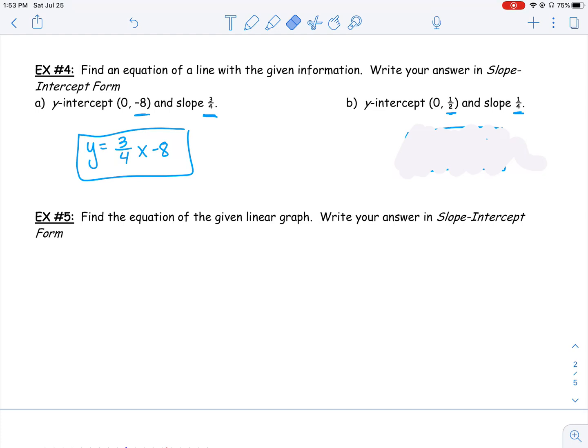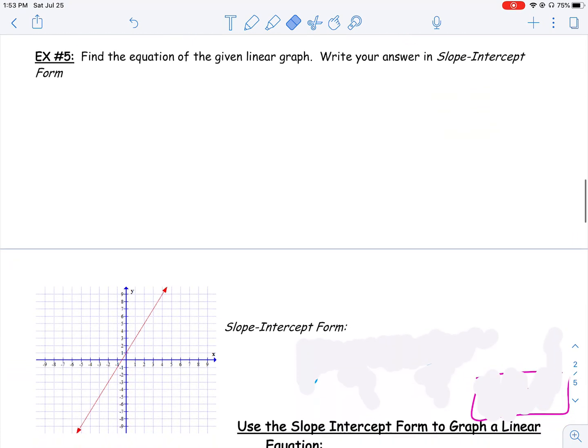Too easy, right? Well, look at b. On b, it says our slope is 1/4 and our y-intercept is (0, 1/2). Yeah, they're fractions, and that's okay. I'll just end up having fractions in my linear equation. So if I go to put this in slope-intercept form, they give me the slope, they already give me the y-intercept. All I have to do is plug in the values. So now I have a slope-intercept form of y equals 1/4 x plus 1/2. Too easy. All right, let's do another one.